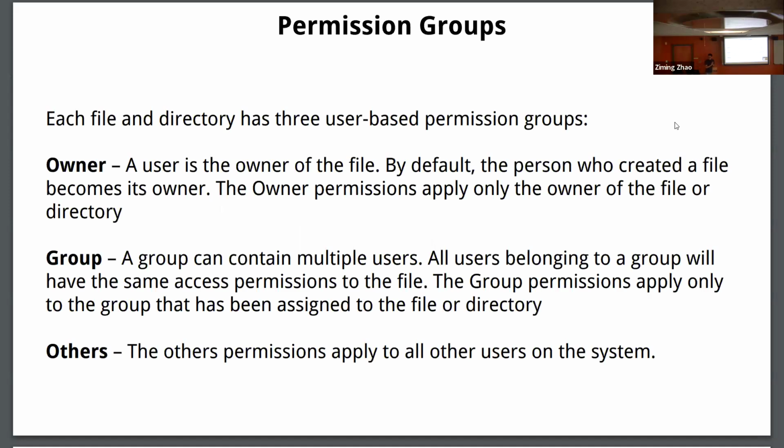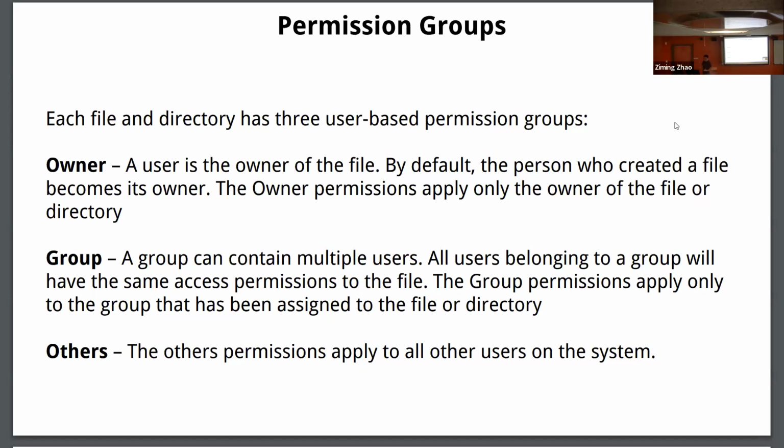Okay? So on Linux or Unix-like systems, there are many different permission groups. Basically, each file or folder or directory has 3 user-based permission groups. One is called owner, another is called group, the third is called others. An owner is the owner of the file or directory. Usually whoever creates the file becomes the owner, and the owner permissions apply only to the owner of the file or directory.